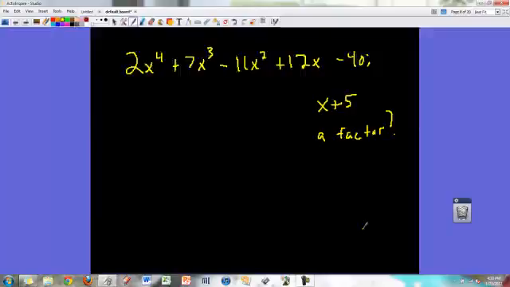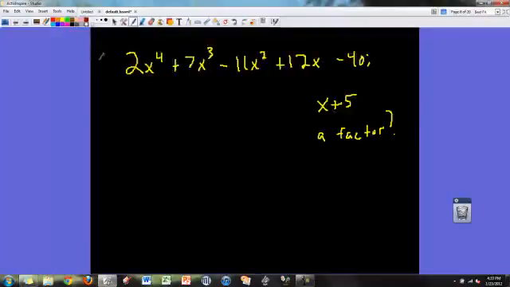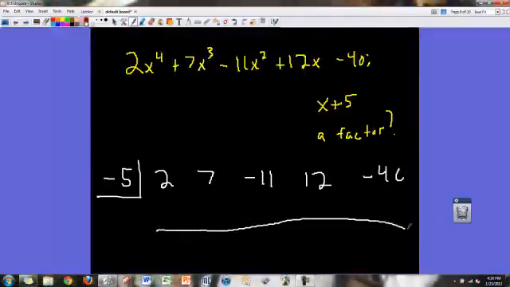So now that we're back, let's go ahead and work this problem out. Now again, we do have two choices. We can either use synthetic substitution, or we can go ahead and just plug the negative 5, because you have to use the opposite sign here, into those x's. Given all those exponents, I'm just going to go ahead and use the substitution method. So negative 5 goes here, 2, 7, negative 11, 12, negative 40. These are some somewhat scary numbers if you ask me.